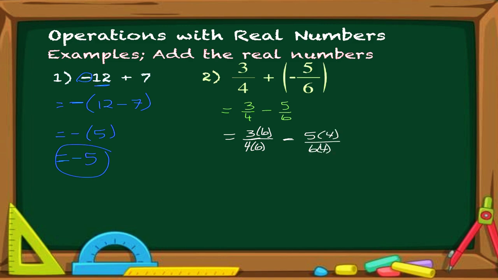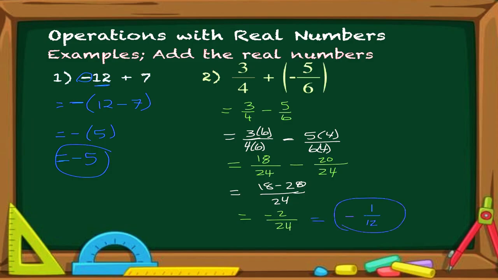over 6 times 4. Now in my denominator, what I have is 4 times 6, which is 24, and for 6 times 4, which is also 24, 3 times 6 is 18, and 5 times 4 is 20. So I'm going to take 18 minus 20 over 24. 18 minus 20 will give me negative 2 over 24, and then I need to simplify the fraction, giving me a negative 1 over 12. And that is your final answer.